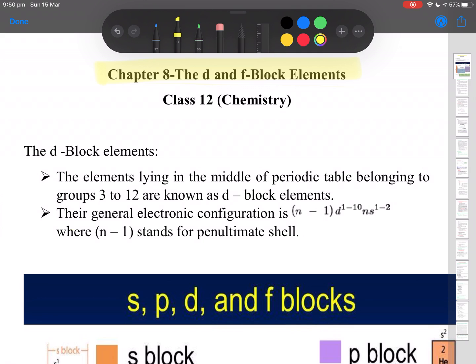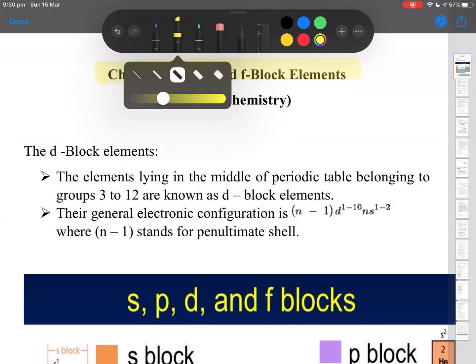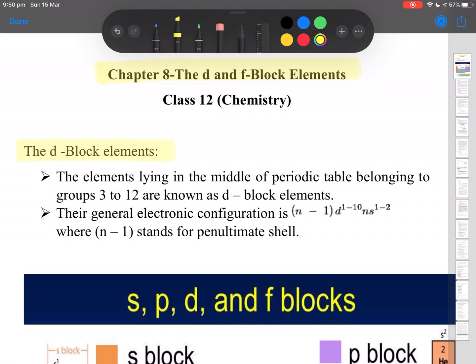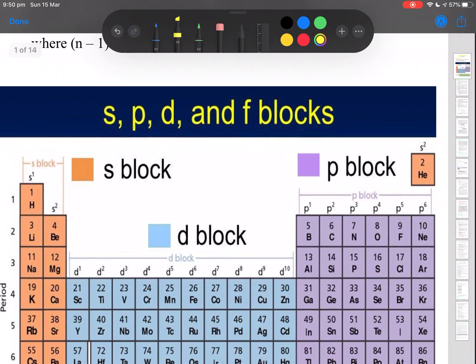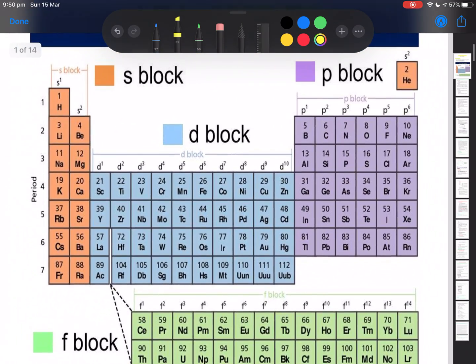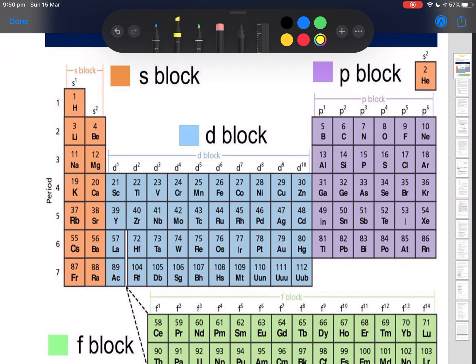So, let's get started. As we know, D block elements are placed in the middle of the periodic table, right? I'll be showing you the periodic table soon. And what are the groups? We know that in a periodic table there are 18 groups, and group 1 and group 2 are basically your S block. Here is your periodic table. So let me fix it for you.